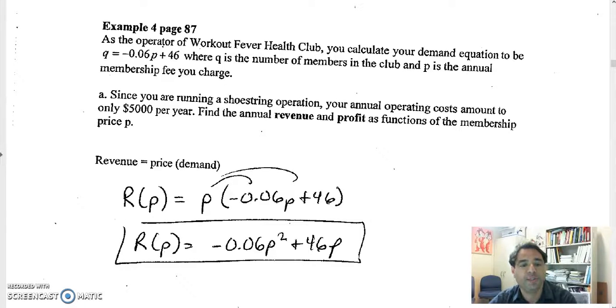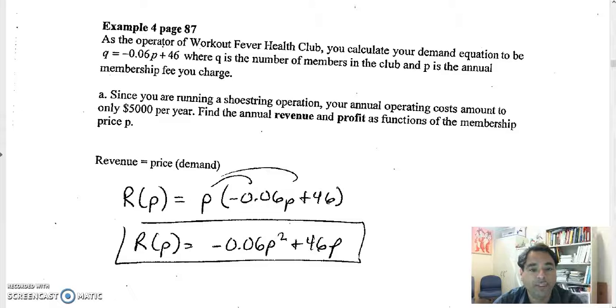over the solutions. So another problem is, as the operator of Workout Fever Health Club, you calculate your demand equation to be Q equals negative 0.06P plus 46, where Q is the number of members in the club and P is the annual membership fee you charge. Since you're running a shoestring operation, your annual operating costs amount to only $5,000 flat per year. Find the annual revenue and profit as functions of the membership.